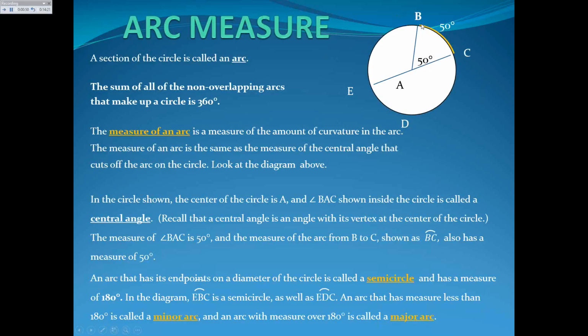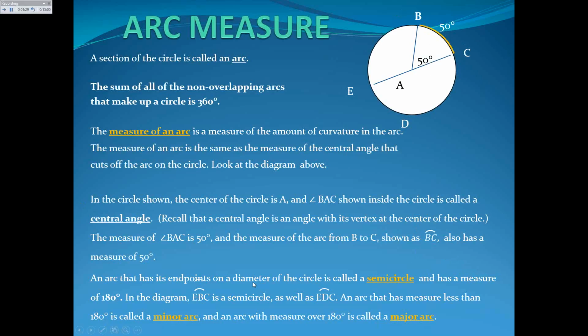So be sure you understand this is the measure of the arc. All right, so let's look and see what it says here. In the circle shown, the center of the circle is A and angle BAC shown inside the circle is called the central angle. Recall that a central angle is an angle with its vertex at the center of the circle. The measurement of angle BAC is 50 degrees, and the measure of the arc from B to C, shown as this little curved line over BC, that's how we'll read that, also has a measure of 50 degrees.